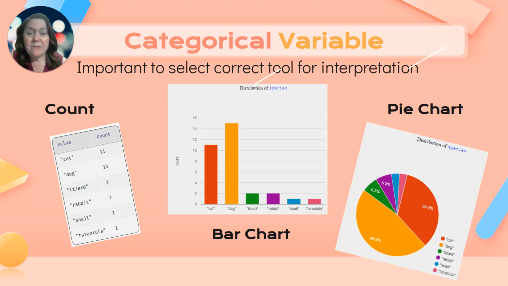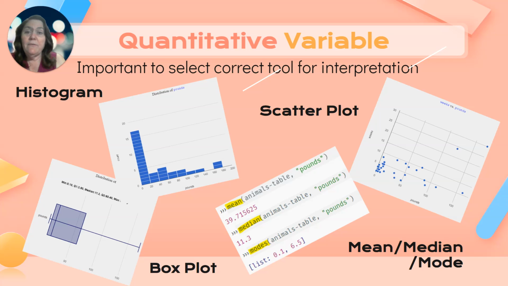For example, with pounds, if you were to do a bar chart, you would have tons of little bars and it just wouldn't really tell you a whole lot. So it's better off if you're doing quantitative variables that you might want to do the histogram or box plot, scatter plot if you're doing two variables.